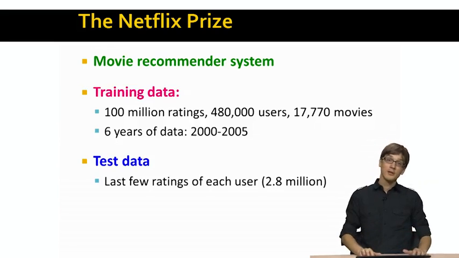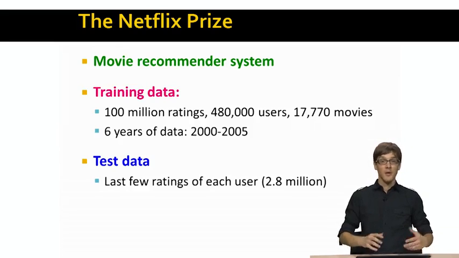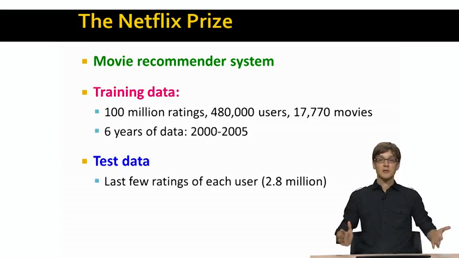So here is how the competition was structured. The idea was that first scientists would get training data. This is a set of data of 100 million ratings from 480,000 users and around 17,000 movies. And this is 6 years worth of data from 2000 to 2005, right?